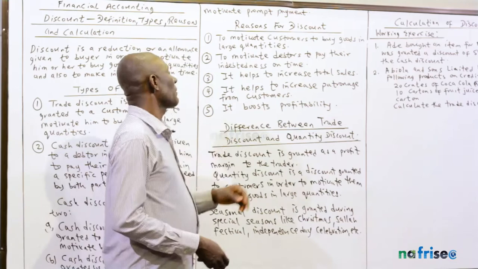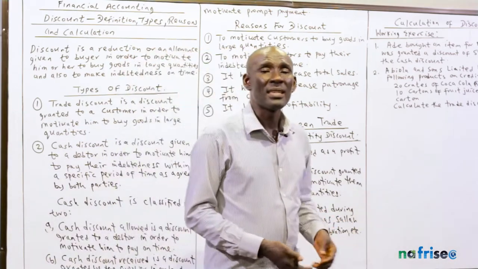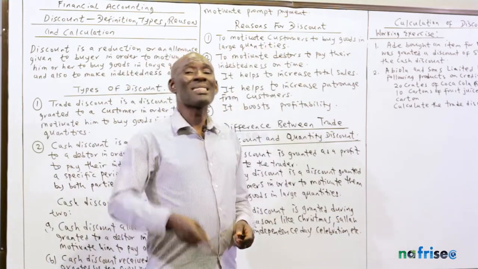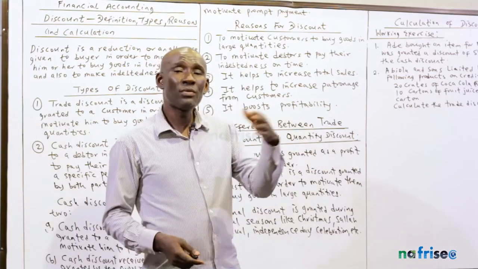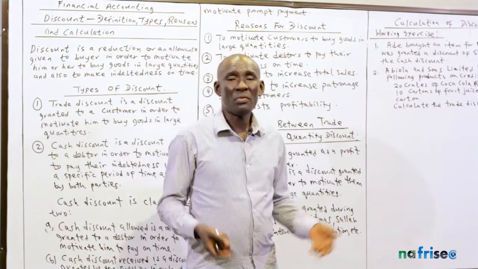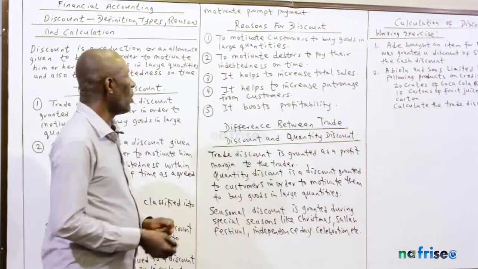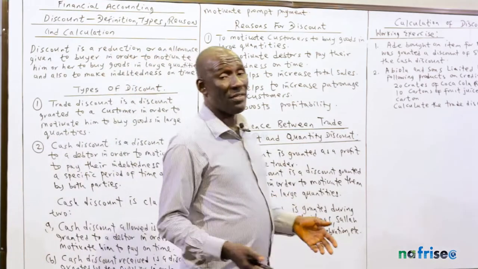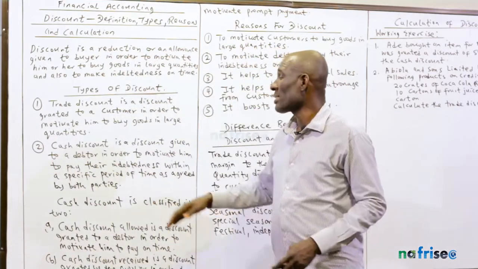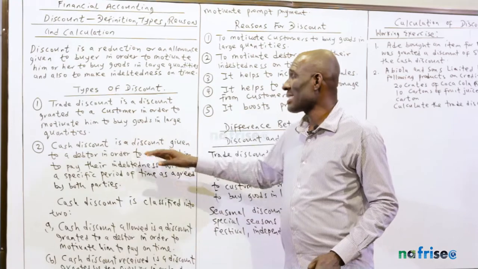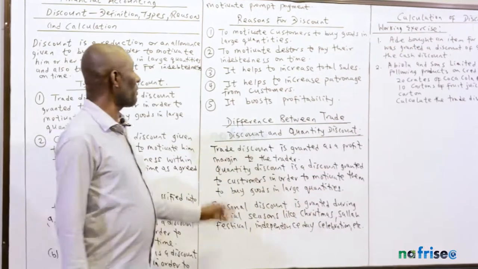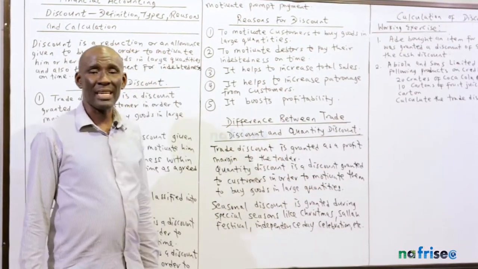Then the next one is that it boosts profitability. Of course, if sales increases relative to purchases, profit will rise. Now, another area, like I said, we have different types of discount, but the major ones are trade discount and cash discount. Another one is the difference between trade discount and quantity discount.